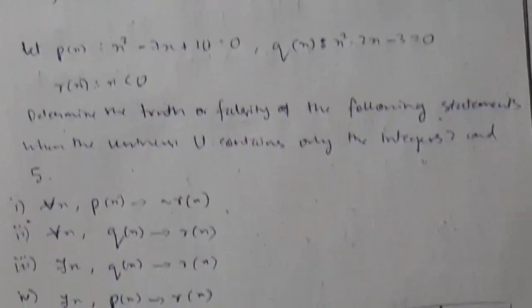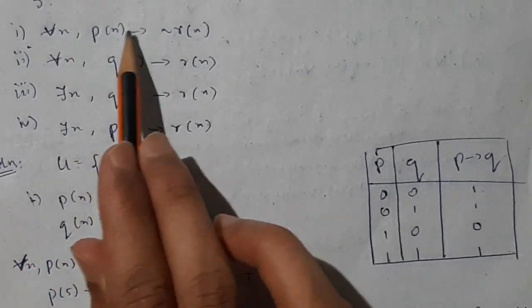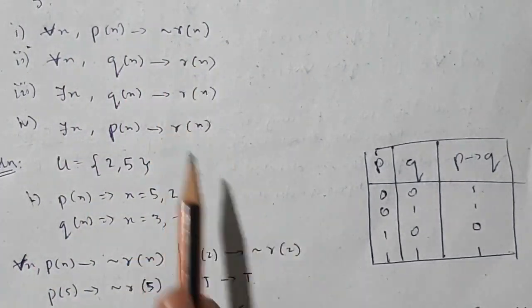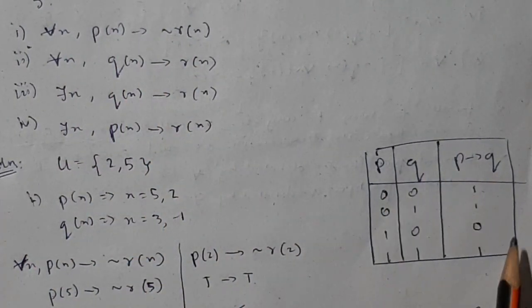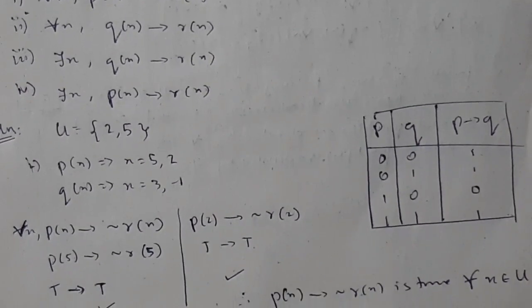Now coming to the question, the first one given is, for all x, p of x conditional not r of x. For your reference I have made this conditional truth table. Now see what you have to do. For each of these statements, it's given for all x, right?